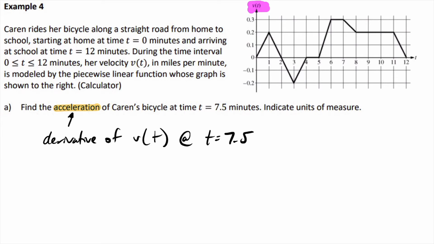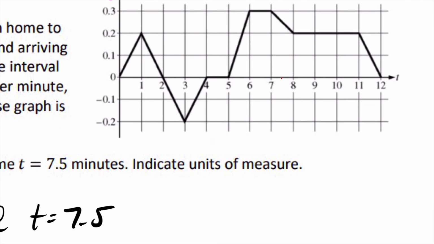So how do we do that? How do I find the derivative of a graph? Exactly. Derivative means slope. Now I only have a graph, so I have to go rise over run. So 7.5 right here.